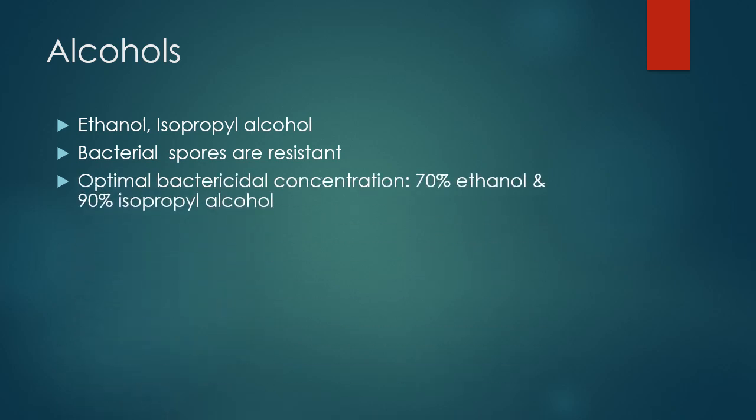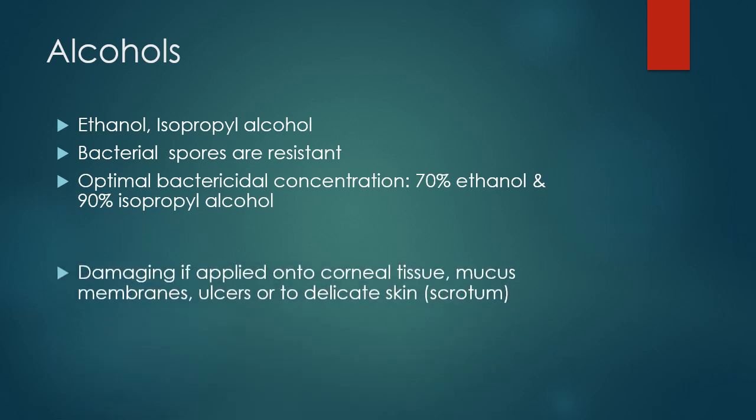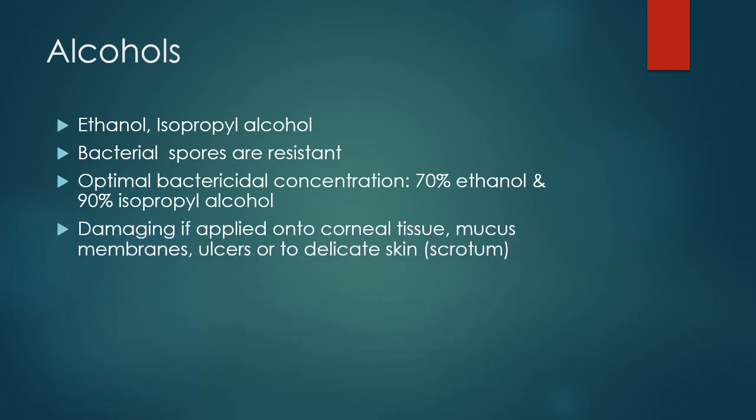The optimal bactericidal concentrations is 70% for ethanol and 90% for isopropyl alcohol. They can cause tissue damage if applied onto corneal tissue, mucous membranes, ulcers, or to delicate skins like scrotum. You must have seen the antiseptic applied before IM or IV injection.